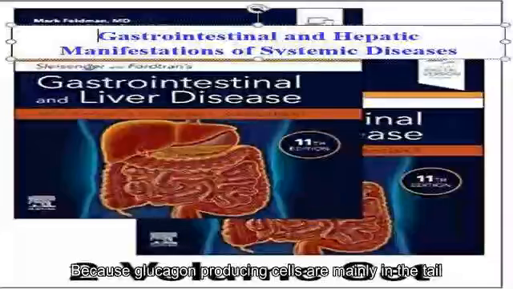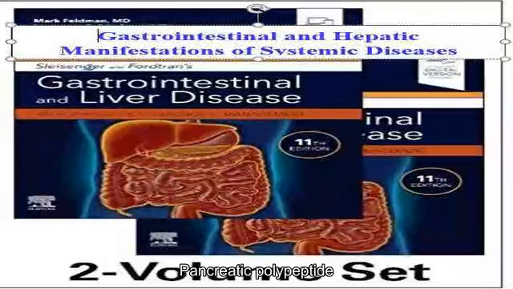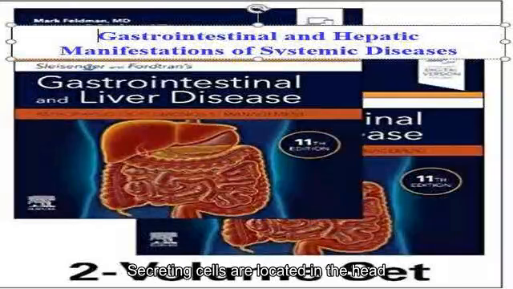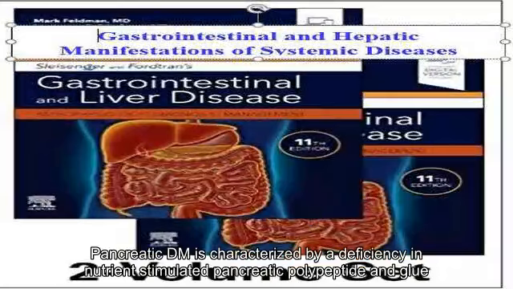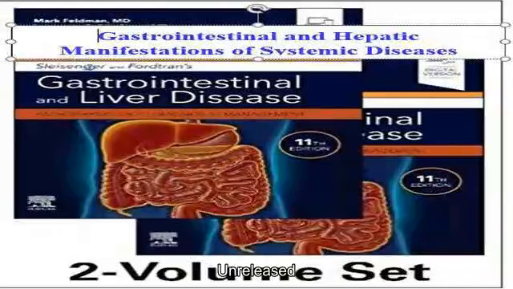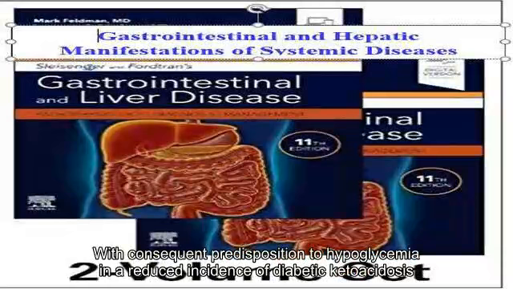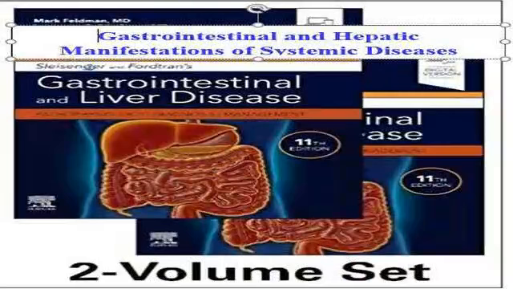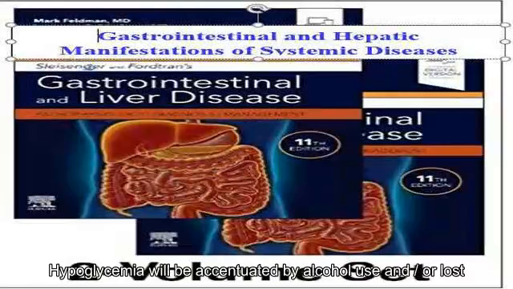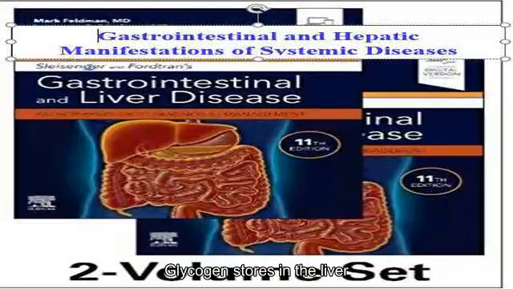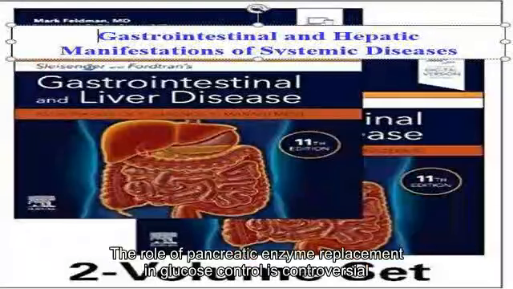Glucagon-producing cells are mainly in the tail, pancreatic polypeptide-secreting cells are located in the head, and insulin-secreting cells are more evenly distributed. Unlike type 1 and type 2 DM, pancreatic DM is characterized by a deficiency in nutrient-stimulated pancreatic polypeptide and glucagon release, with consequent predisposition to hypoglycemia and a reduced incidence of diabetic ketoacidosis, DKA. Hypoglycemia will be accentuated by alcohol use and/or loss of glycogen stores in the liver. The role of pancreatic enzyme replacement in glucose control is controversial.